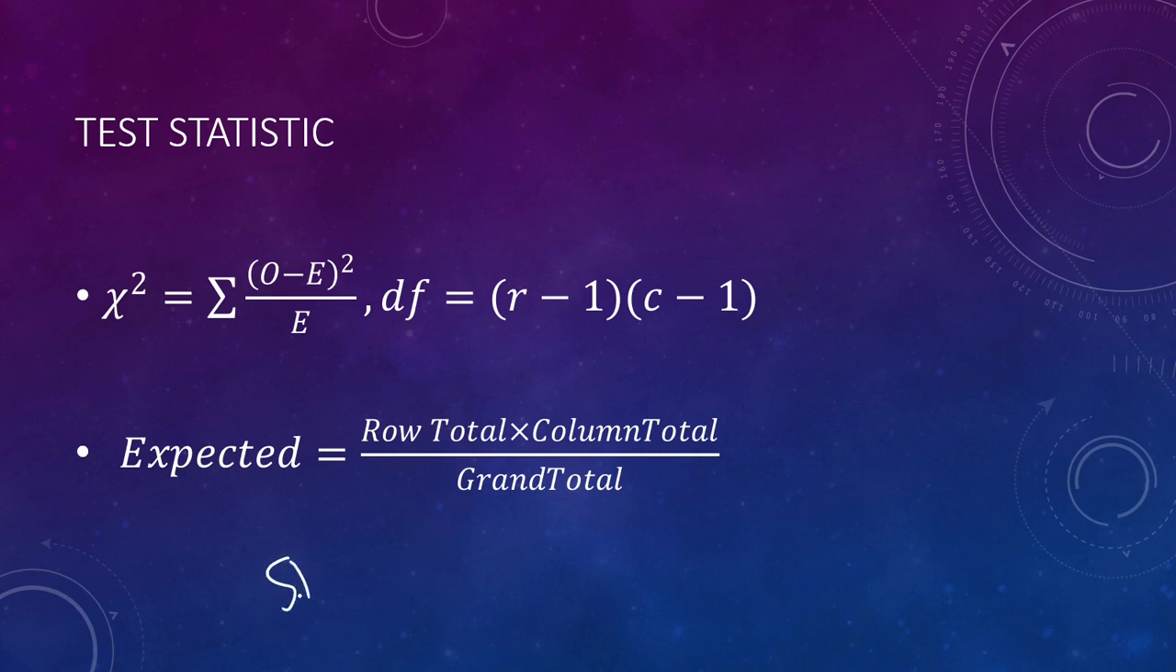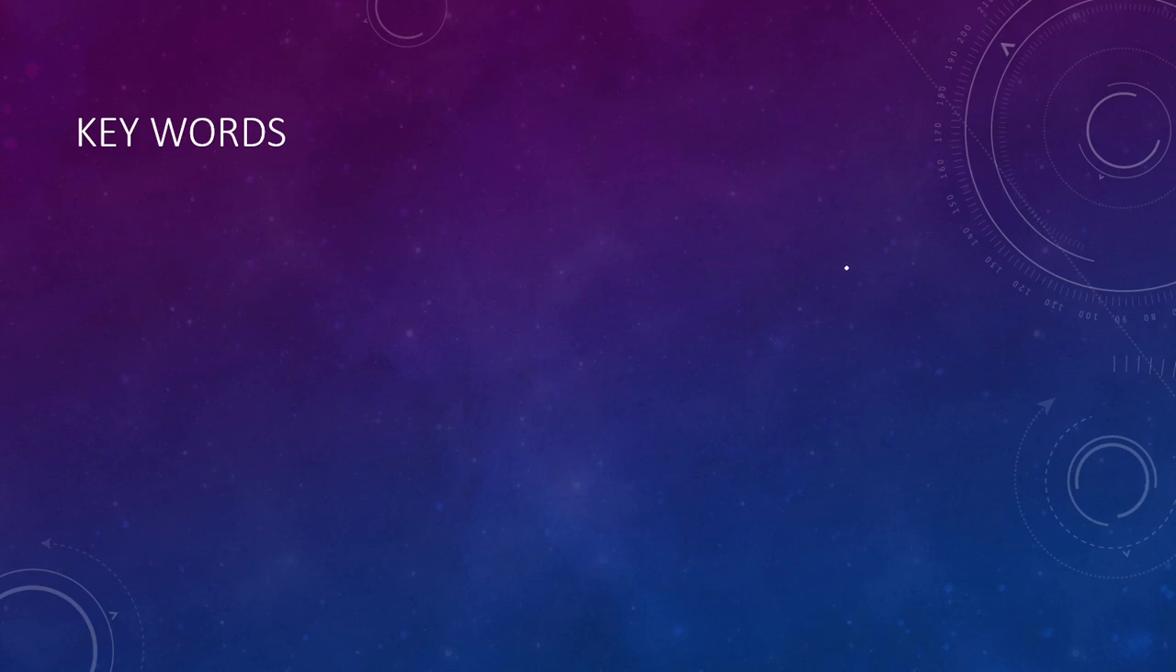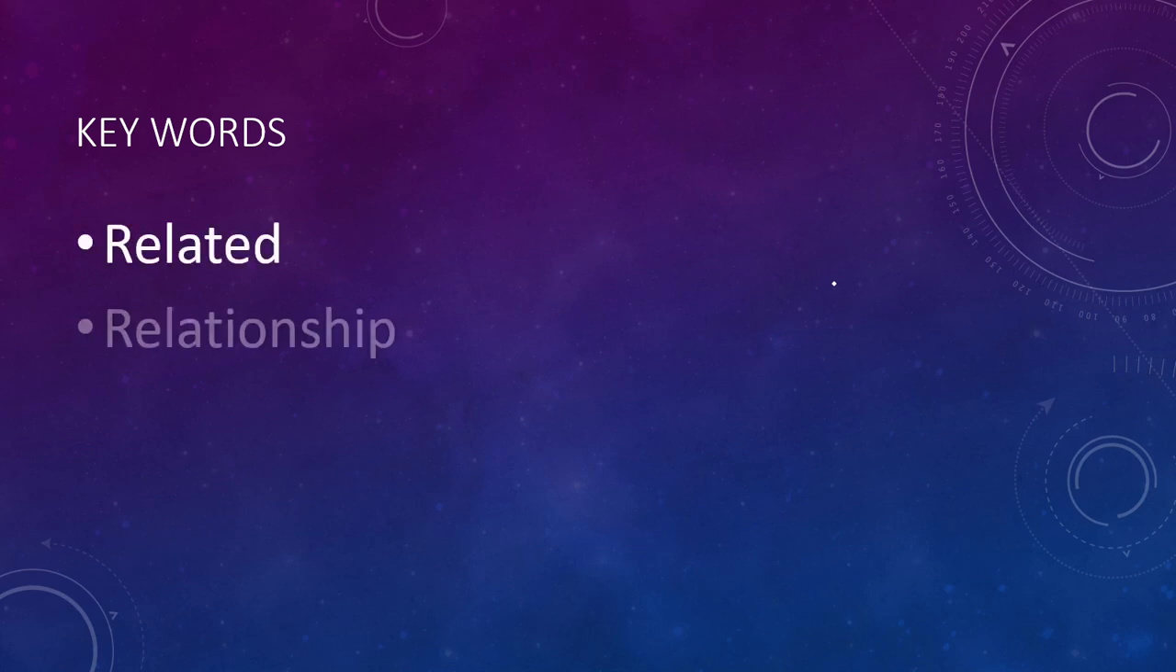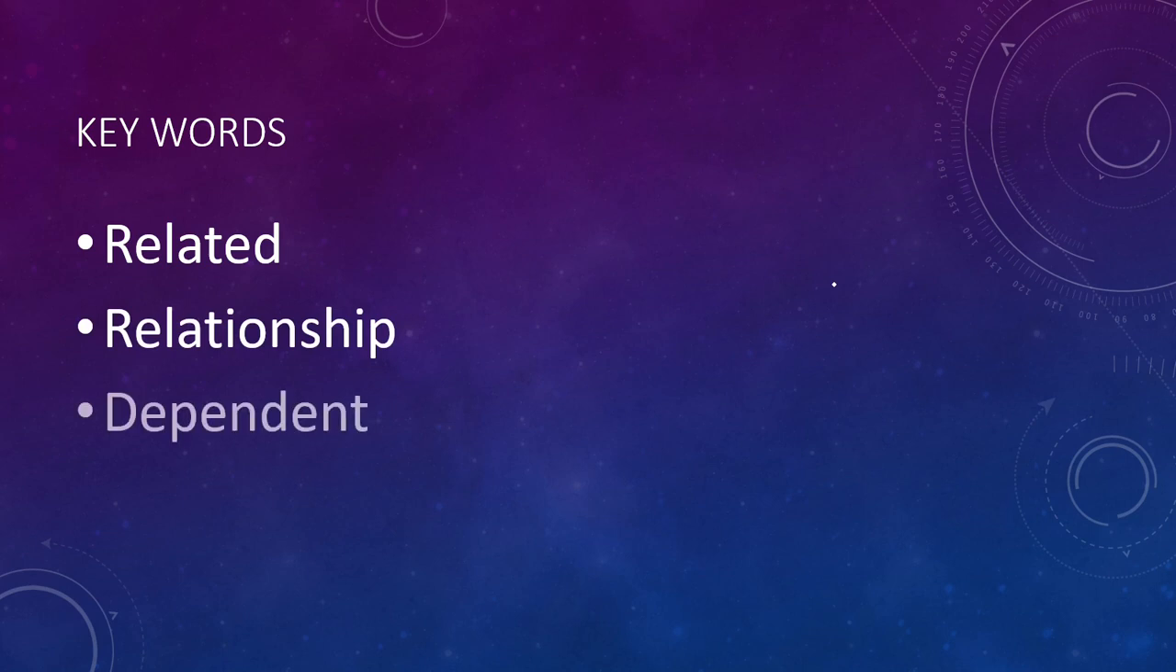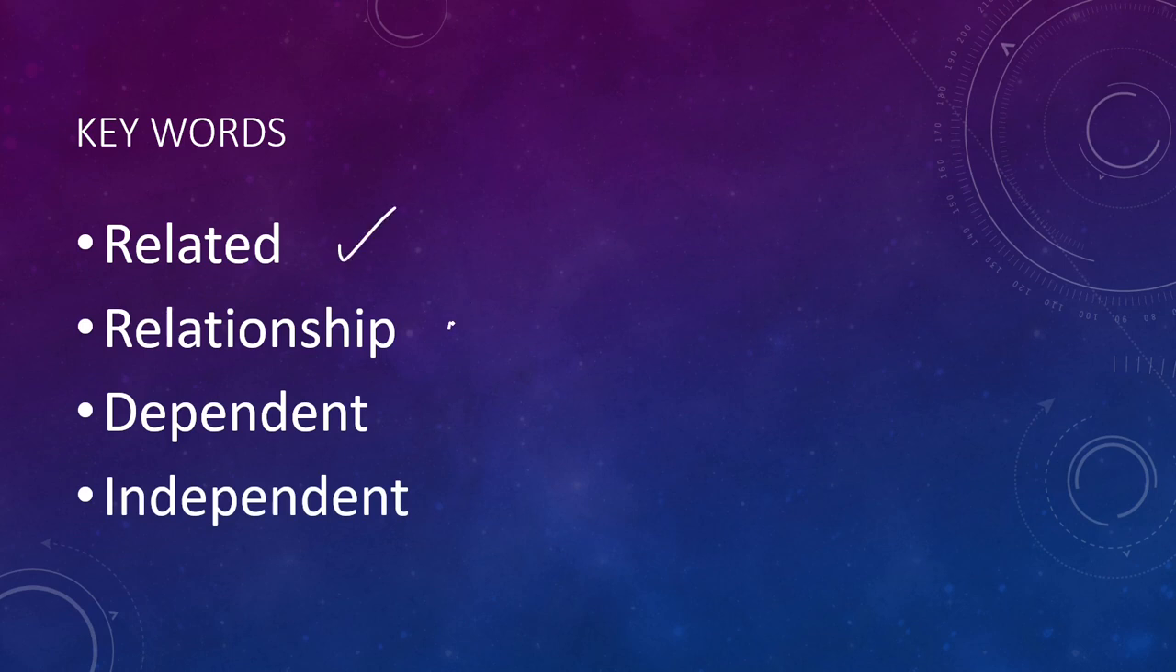Today I will be using statcrunch, and the computer will do all of the calculations for the expected counts for us. When I do problems with chi-square of independence, I'm looking for these keywords: related, relationship, dependent, and independent. If I see any of these 4 words in a problem, I know this is a chi-square test for independence.